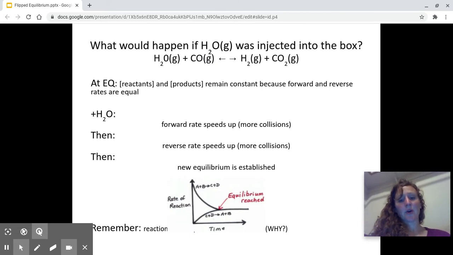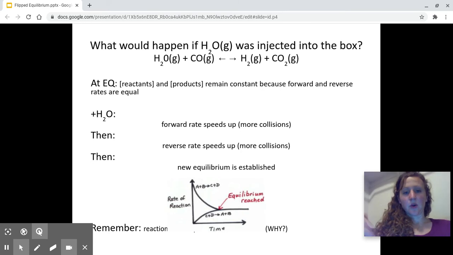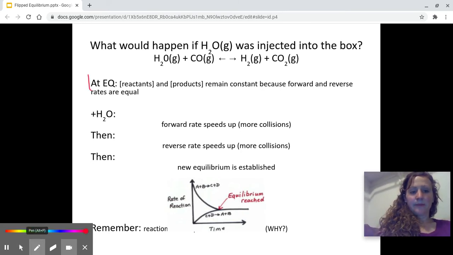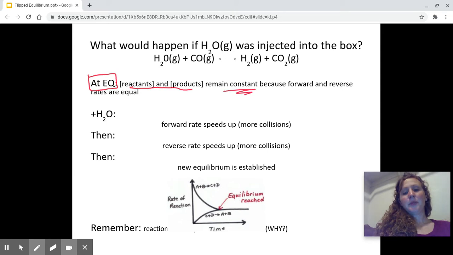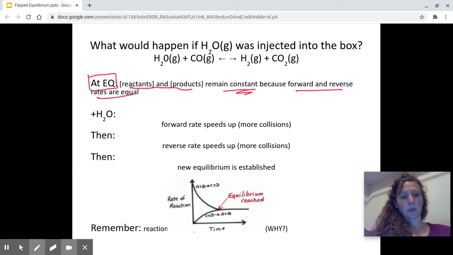All right, so this idea of equilibrium gets us into thinking about how we can manipulate reactions. Okay, so if we're at equilibrium, concentration of reactants and products remain constant because forward and reverse reaction rates are equal. That's the definition of equilibrium, right?